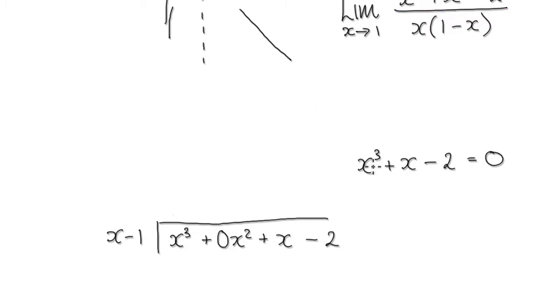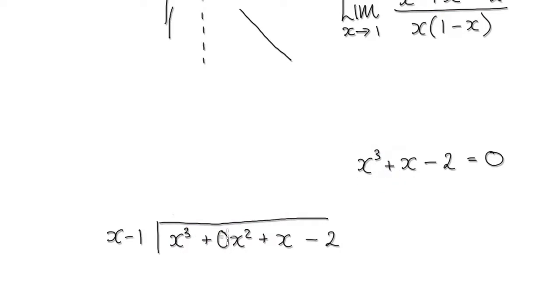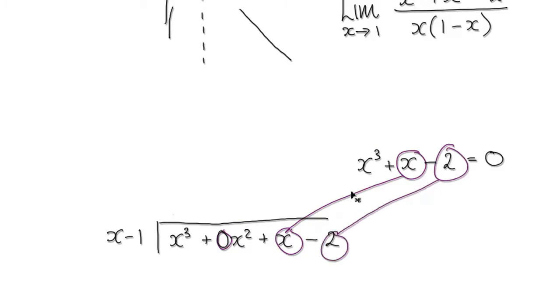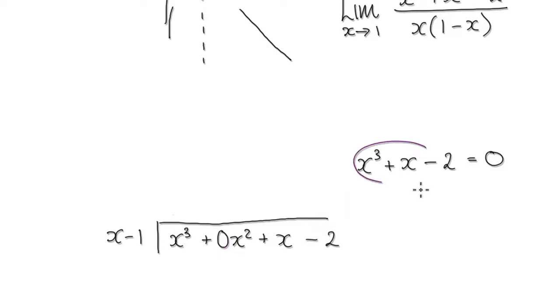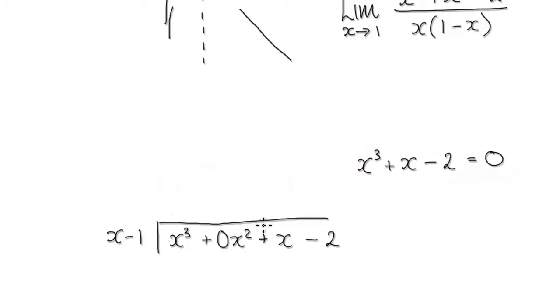Because I'm trying to factorize this thing, this is going to be to the power 3. There is no x squared. That's why you've got a 0 here. And there's 1x here, and negative 2 here. So what I'm trying to do is to rewrite this thing as x minus 1 times something of this form. This is what I'm trying to figure out. So to do this, what's this thing divided by this thing?